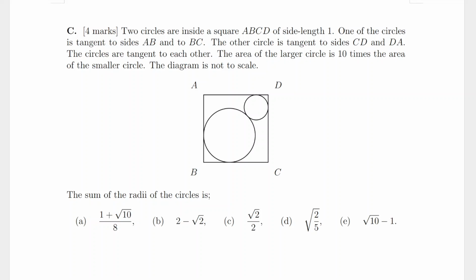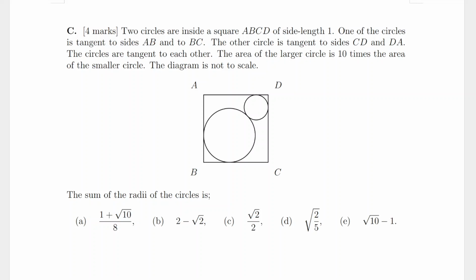The other circle, blah, blah. The circles are tangent to each other. That's very important. That proves that the circles are maximized, or, what's the word, maximal. It sort of fits the whole square. And the area of the larger circle is 10 times the area of the smaller circle. The diagram is not to scale. Well, seldom is it to scale.